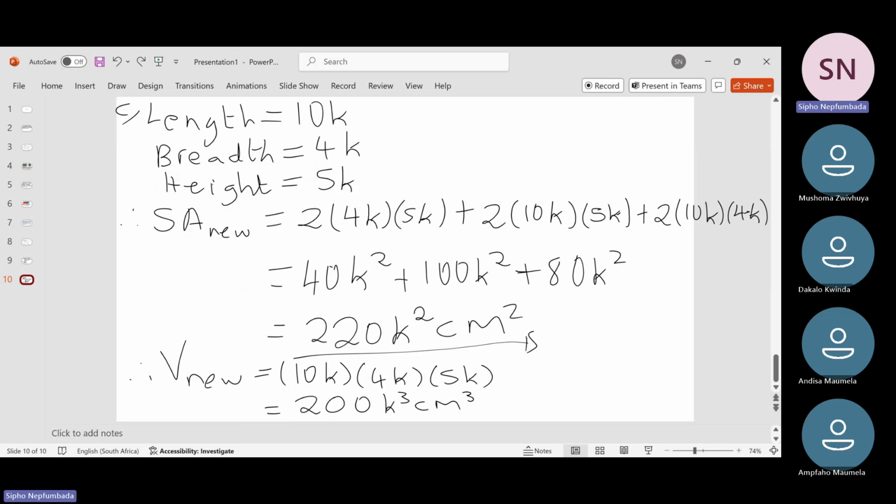as far as we're concerned, if all of the dimensions are multiplied by a factor of k, the surface area is increased by what? By a factor of k squared, right? Is that so? It is. So again, the volume is increased by a factor of what? Of k cubed.